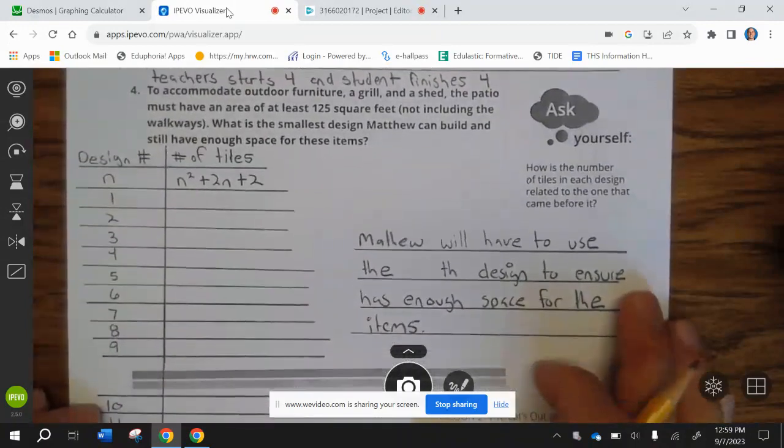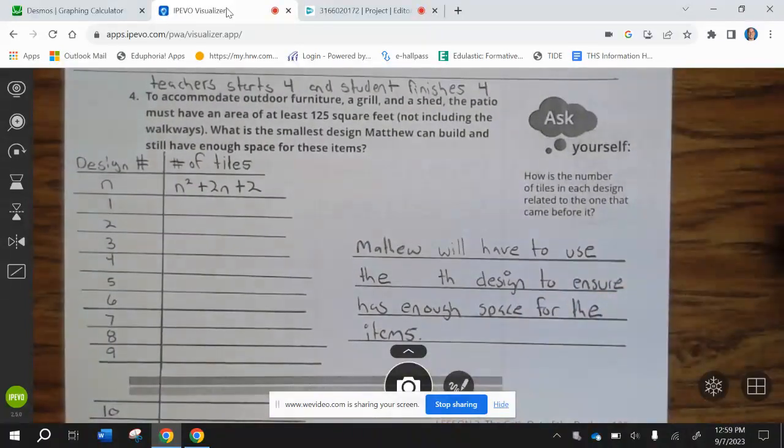All right, let's take a look at number 4. Teacher starts 4 and student finishes 4. So let's go and start this. To accommodate outdoor furniture, a grill, and a shed, the patio must have an area of at least 125 square feet, not including the walkways. What is the smallest design Matthew can build and still have enough space for these items?